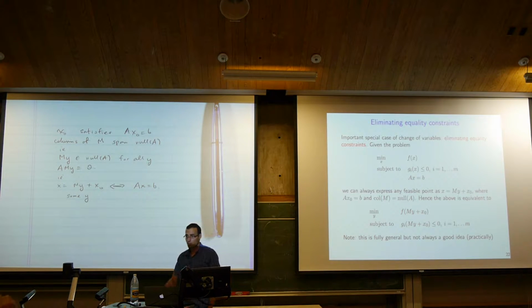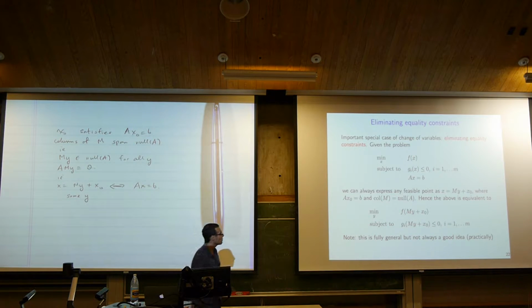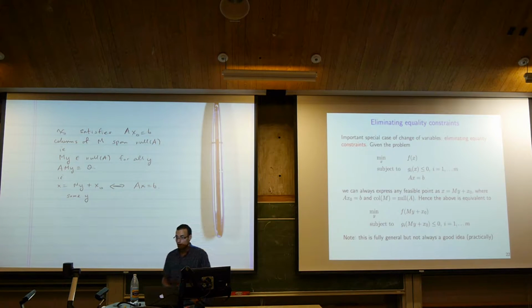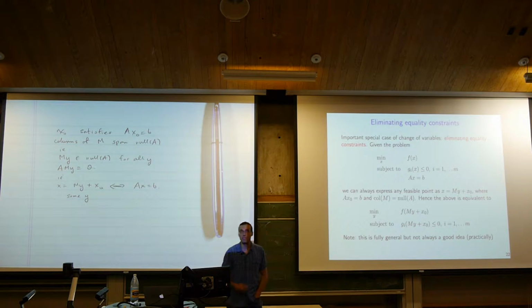Yeah? So that equality for column of M equals null A, wouldn't that be enough only to have a subset? No, I'm actually saying these two problems are equivalent, so we need them to be. Otherwise, we could be outside of the feasible set, right? In the second problem.